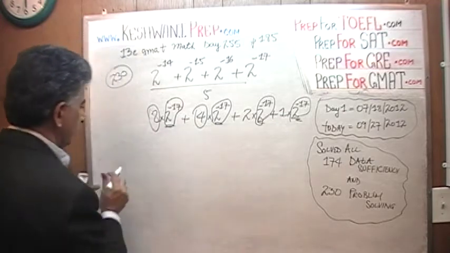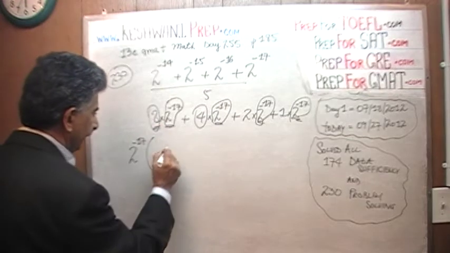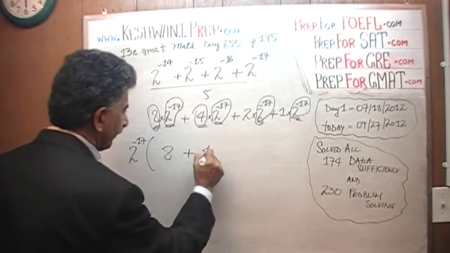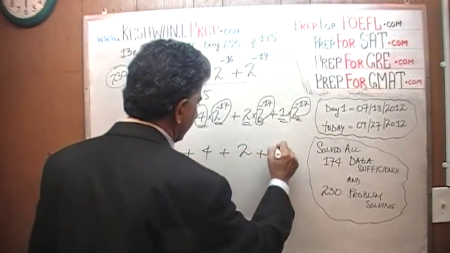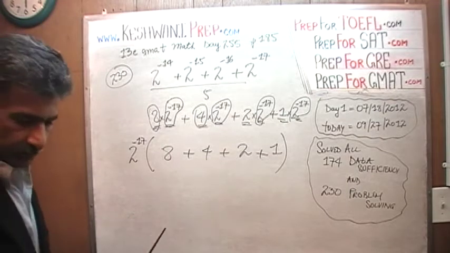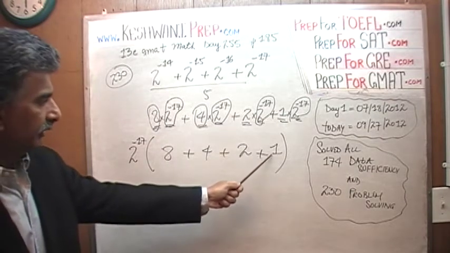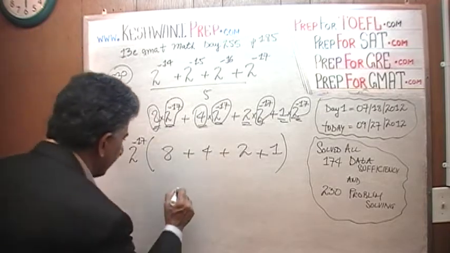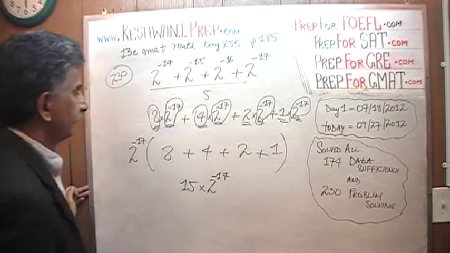Let's put it outside so we can see 2 raised to negative 17. And then here, we are left with 8. From here, we are left with 4. From here, we are left with 2. And finally, from here, we are left with 1. And what do we find? 8 plus 4 is 12. 12 plus 2 is 14. 14 plus 1 is 15. So it boils down to 15 times 2 raised to negative 17.